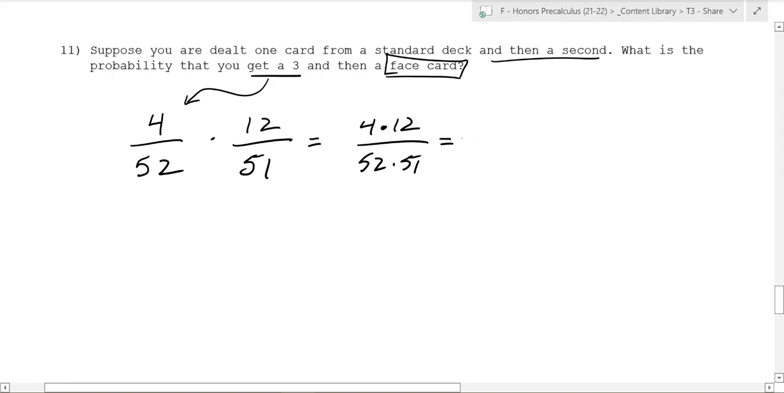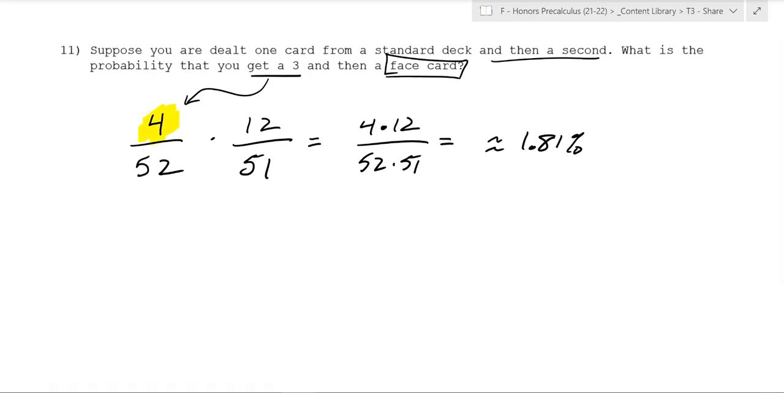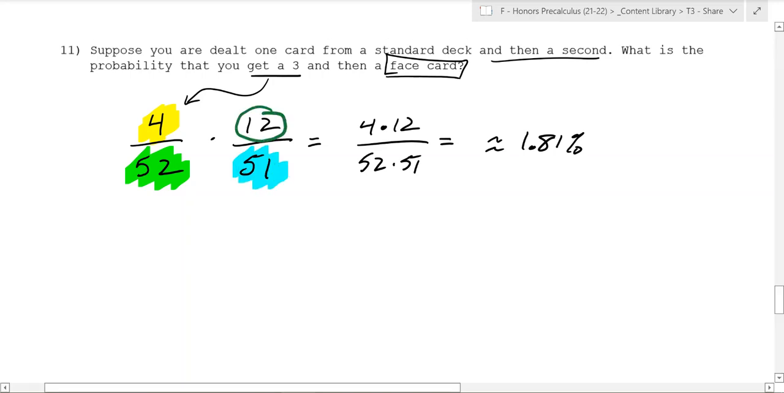You do this out on your calculator and you get about 1.81%. But again, this was taken out of the same deck. So the probability of first pulling a 3 is 4 over 52, because there are 4 3s and 52 cards total. But after you take a card out, there are 51 left. And there are 12 face cards. So you do this out on your calculator and you get about 1.81%.